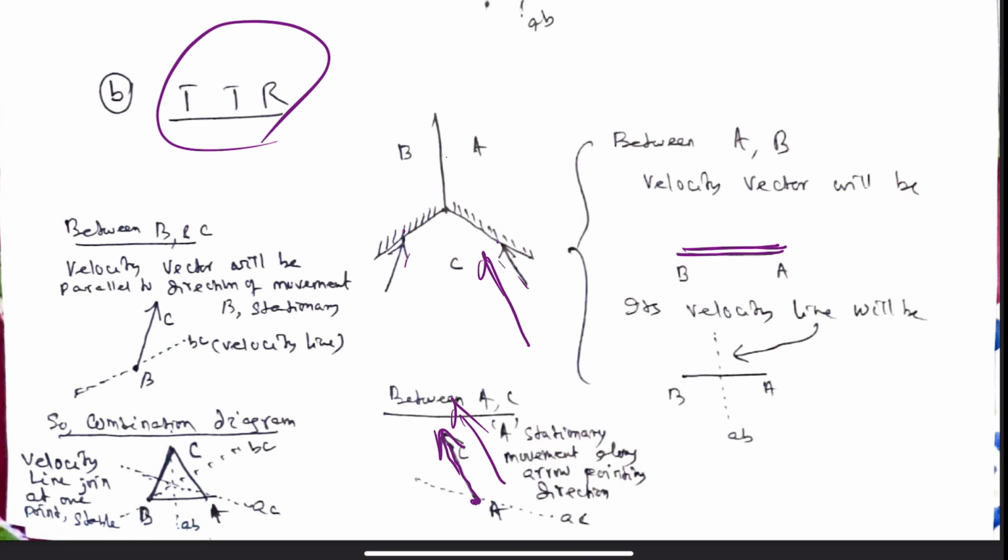Similarly, this vector will be between B and C. B is stationary, C is moving. So BC. And here the velocity line will be parallel to this one and it will pass through the B, because along the B direction movement is taking place. So B will contain the velocity line. Similarly here A will contain the velocity line. So when you combine together, this becomes the combination.